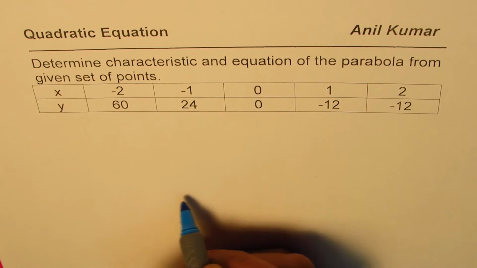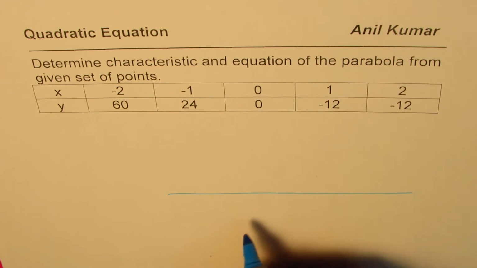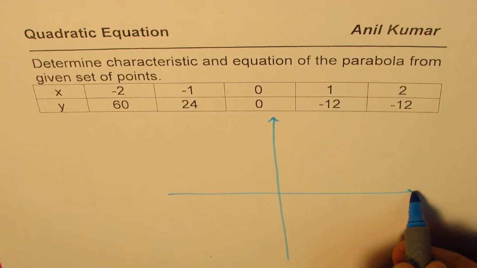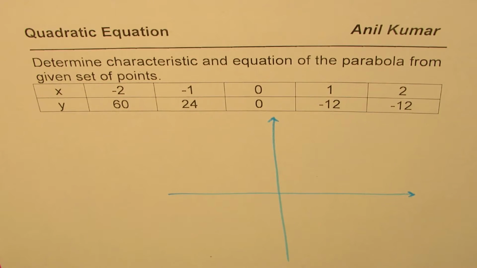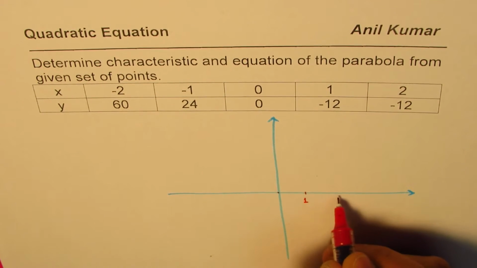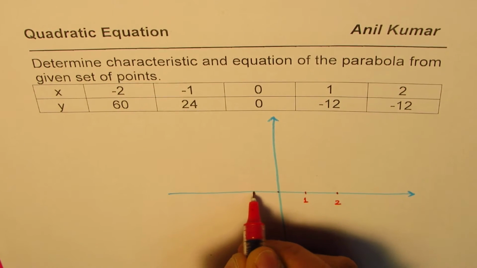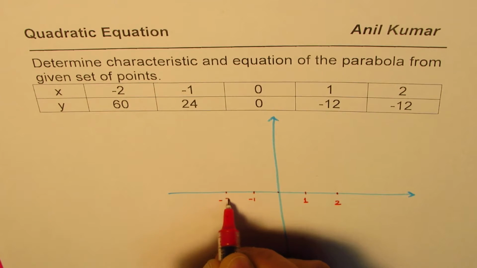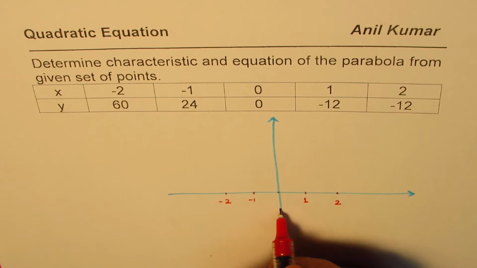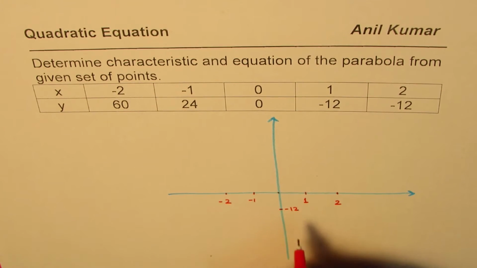So I'll make a sketch here and then kind of write on top of it. So let's say this is our x and y axis. So I'll make a rough sketch. We'll see approximate diagram of a parabola and then figure out the characteristics. We are given points as 0, 1, 2, minus 1, minus 2. On the y-axis, these are multiples of 12. So let's take this as minus 12, and let's say this is minus 24.